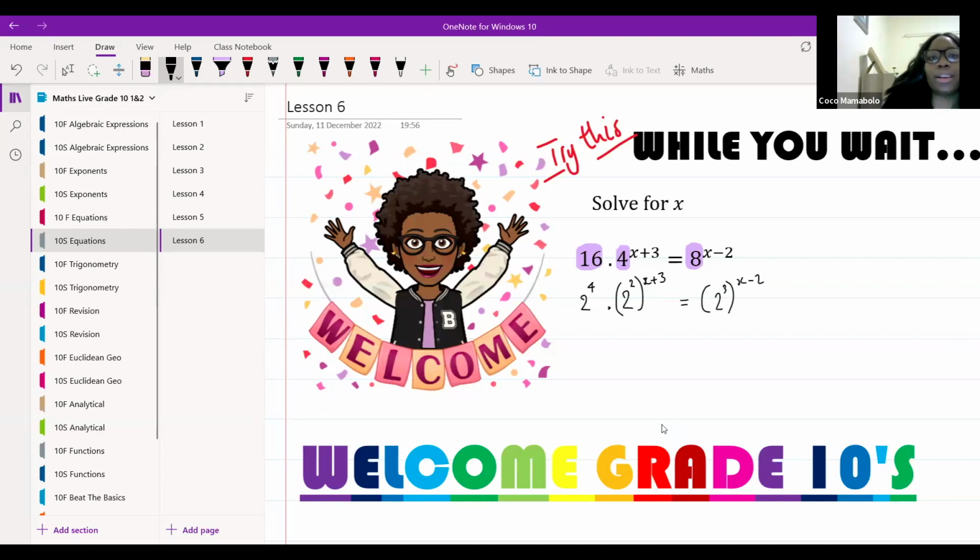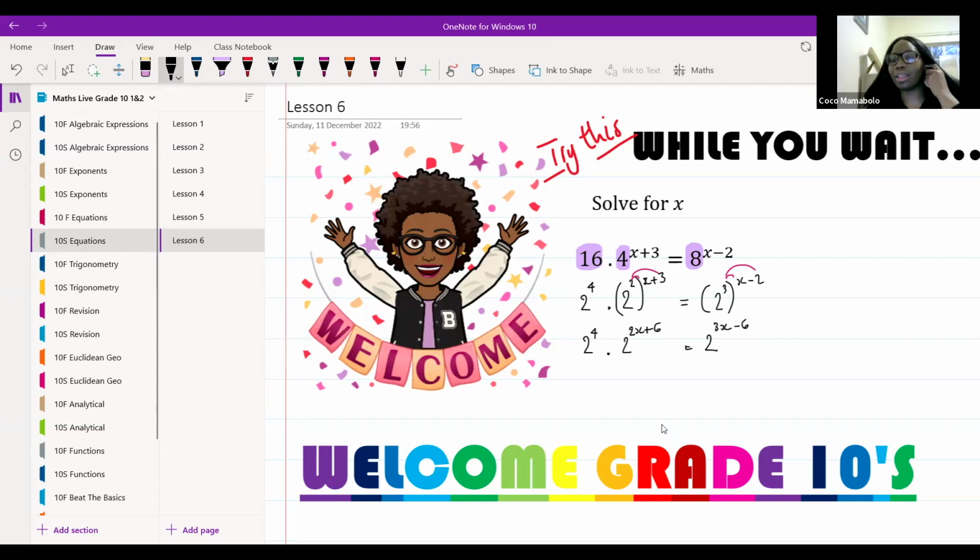Now I need to get rid of the brackets, so I'm going to distribute on both sides. So I'm going to end up with 2 to the power of 4 multiplied by 2 to the power of 2x plus 6 is equal to 2 to the power of 3x minus 6.